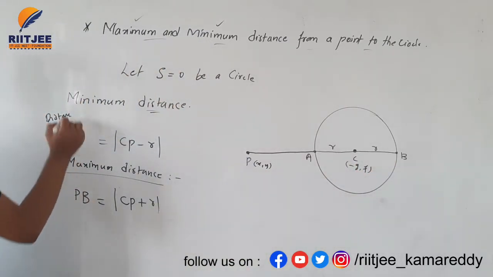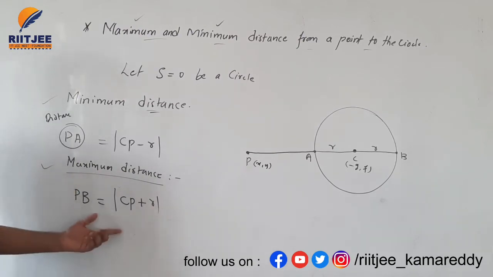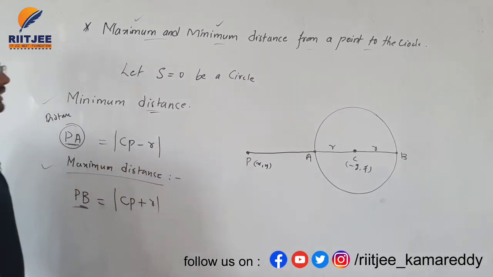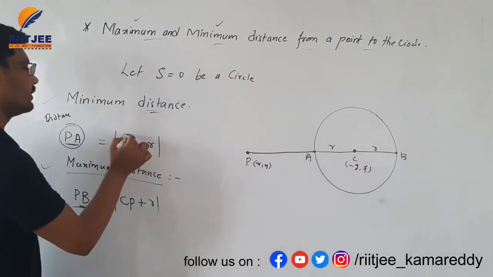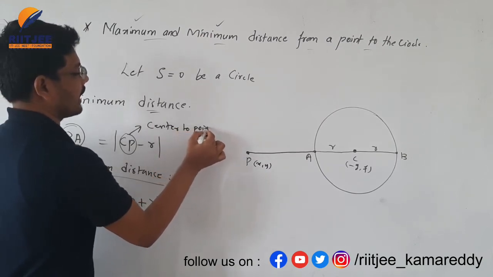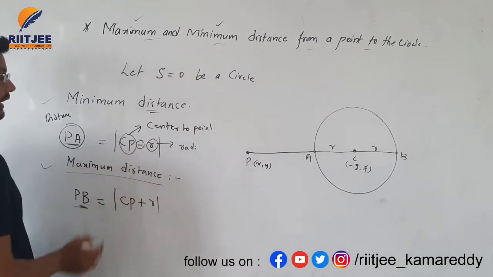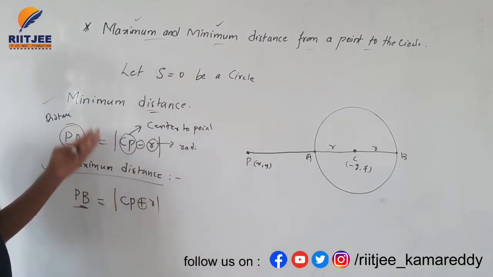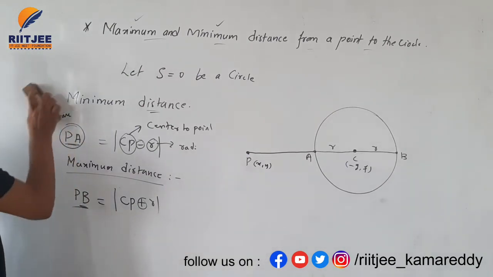This is all about the minimum distance from a point to a circle, and this is the maximum distance from a point to a circle. Here PA is the shortest distance, and PB is the largest one. CP is the distance from the center to the point, and R is the radius of the circle. Here negative symbol, here positive symbol. This is the minimum and this is the maximum. Let us discuss some examples on this.